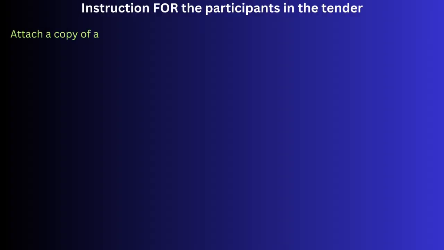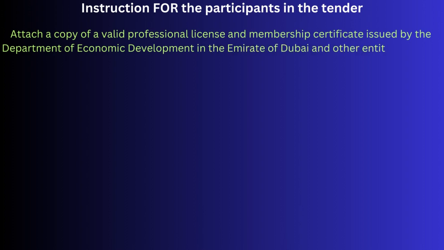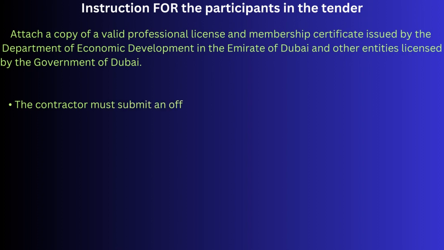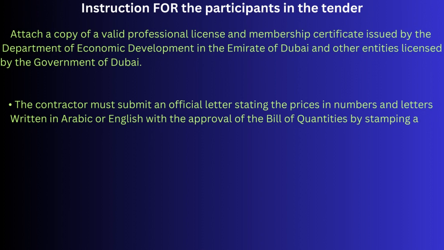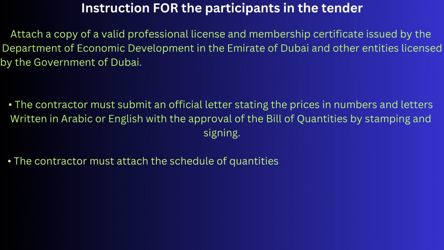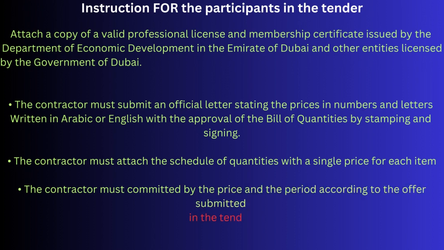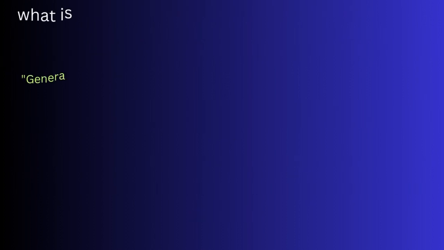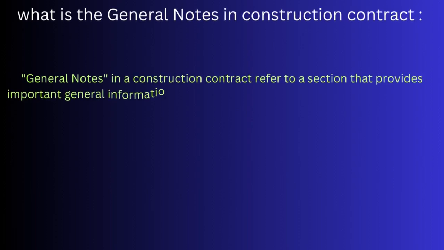Attach a copy of a valid professional license and membership certificate issued by the Department of Economic Development in the Emirate of Dubai and other entities licensed by the Government of Dubai. The contractor must submit an official letter stating the prices in numbers and letters, written in Arabic or English, with the approval of the bill of quantities by stamping and signing. The contractor must attach the schedule of quantities with a single price for each item. The contractor must be committed to the price and the period according to the offer submitted in the tender.